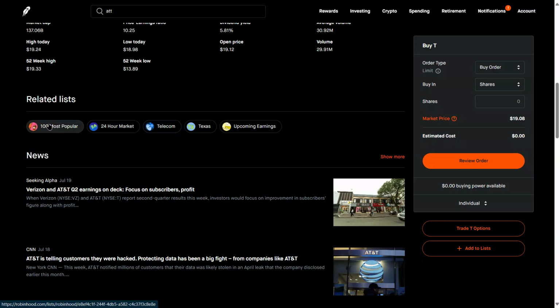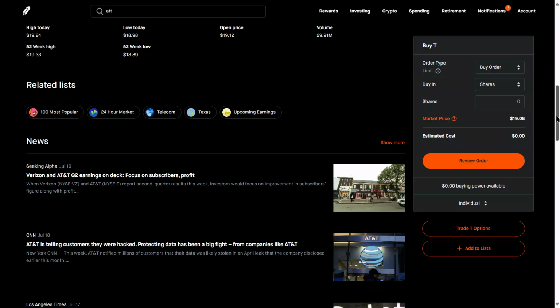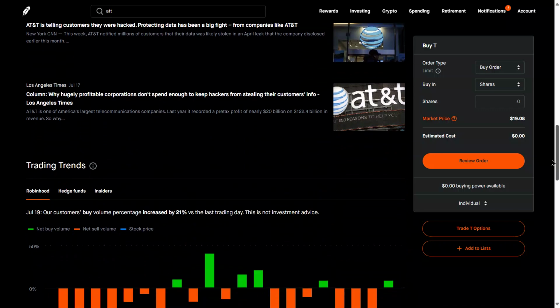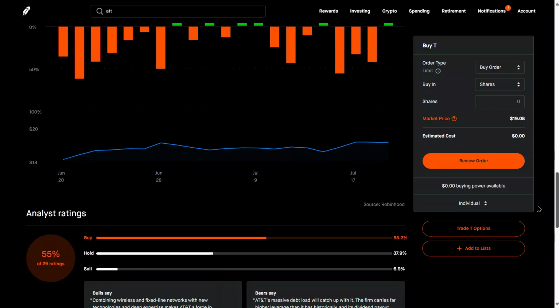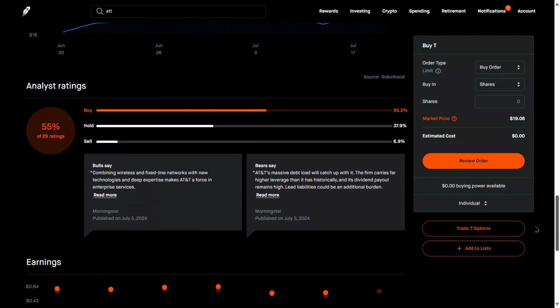Robinhood also has these generated lists that they put together themselves. So this is the 100 most popular stocks, 24-hour market, telecom, Texas, upcoming earnings, right? You can look through all of those. Let's see. A lot of this stuff down here is just technical. If you want to see what analysts feel about a stock, you can look here, if you value their opinions. I keep up with analysts.